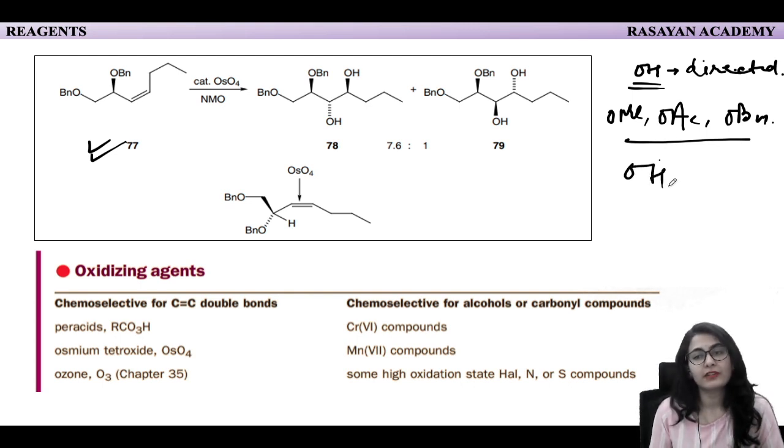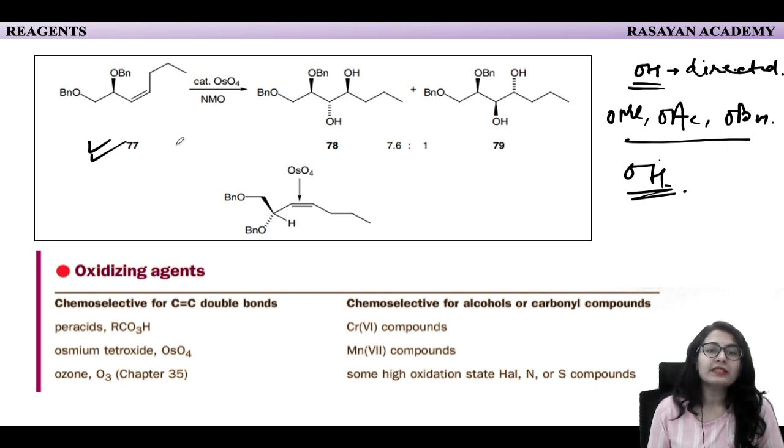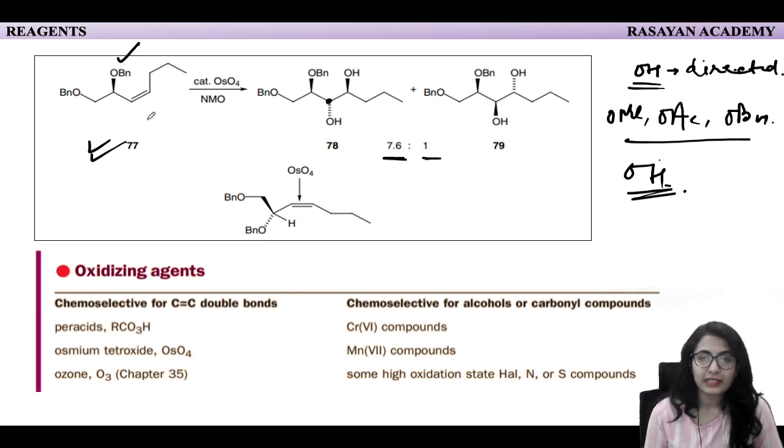First of all, they don't have the OH bond. Secondly, they are also bulky. So what we see is in the presence of this particular group, the diol will form on the below side. So you see 7.6 greater than 1 because here the diol formation is taking place below the plane.